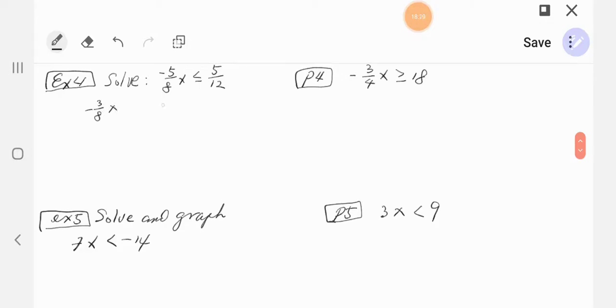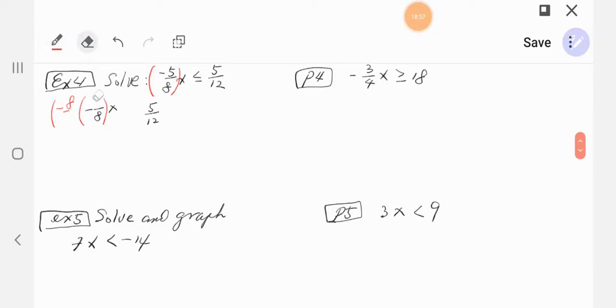Let me rewrite two sides of this inequality. What we're going to do is get rid of this negative 5 over 3. This is a negative number, right? So how do we get rid of this? We will multiply by the reciprocal. So what's the reciprocal of this number? The reciprocal of this number is negative 8 over 5.